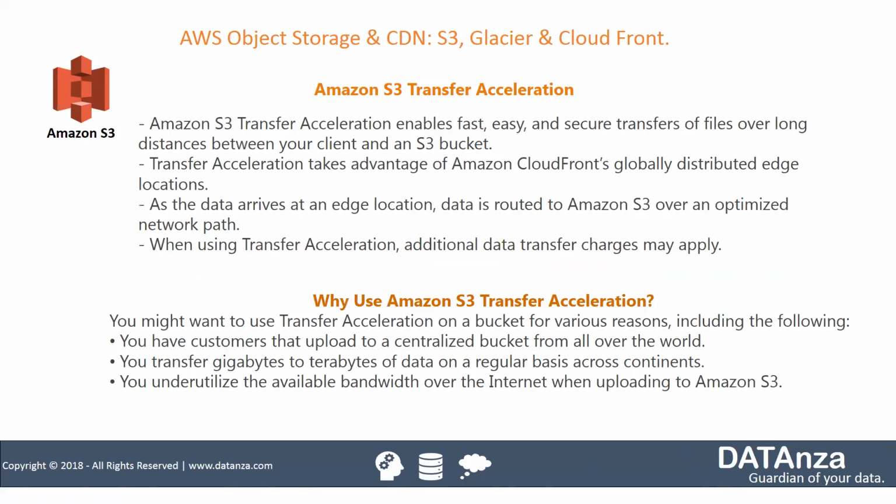Transfer Acceleration takes advantage of Amazon CloudFront's globally distributed edge locations. We have discussed that CloudFront uses edge locations to keep a cached copy of your data so that it can easily be retrieved by users in nearby regions. So it uses those same edge locations. As the data arrives at an edge location, it is routed to Amazon S3 over an optimized network path. And when using Transfer Acceleration, additional data transfer charges apply. So this is going to be an additional billing.